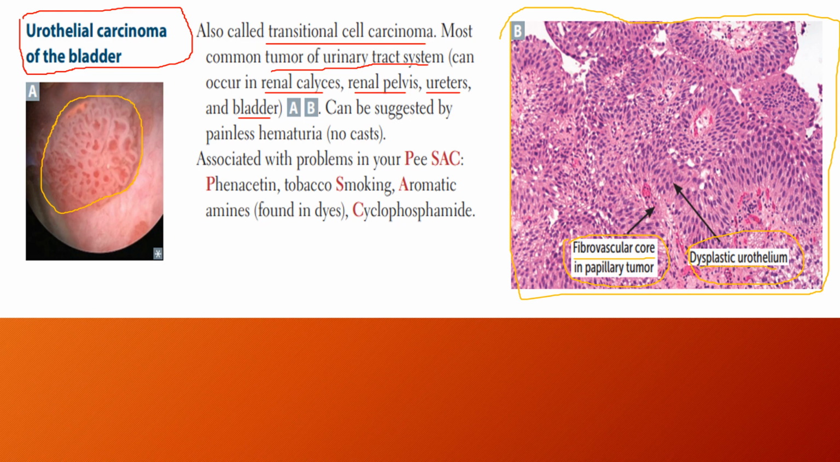It can be suggested by a painless hematuria with no casts, associated with problems in your P-SAC. P-SAC is the mnemonic for remembering its associations: phenacetin, which is a drug, smoking, aromatic amines found in dyes, and cyclophosphamide. P for phenacetin, S for smoking, A for aromatic amines, and C for cyclophosphamide.